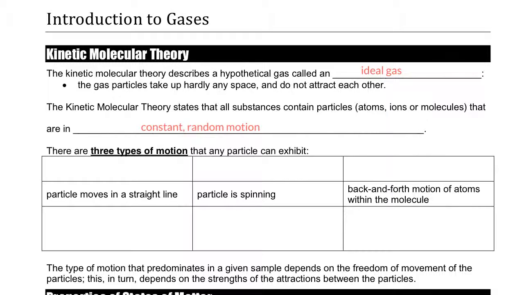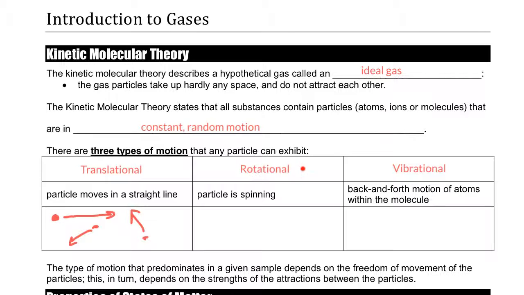Speaking of motion, there are 3 types of motion that any particle can exhibit. There's translational motion, rotational motion, and vibrational motion. Translational motion is basically particles moving in a straight line. So if I have a particle in one spot, it can move to a new spot. Or if it's here, it can move in any direction. This is all just translational motion.